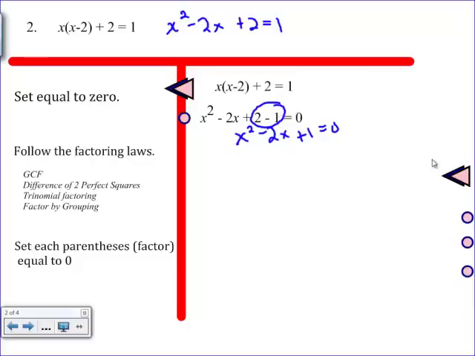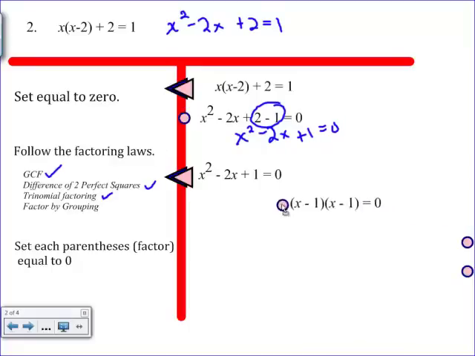Now I'm going to follow all my factoring laws. Is there a greatest common factor? Nope, there's nothing in common. Is it a difference of two perfect squares? No, because there are 1, 2, 3 terms. It means it's a trinomial. So let's do trinomial factoring over here.